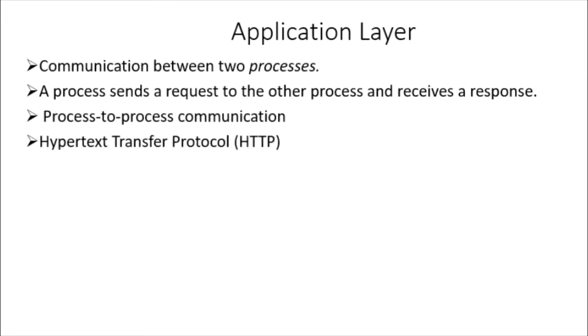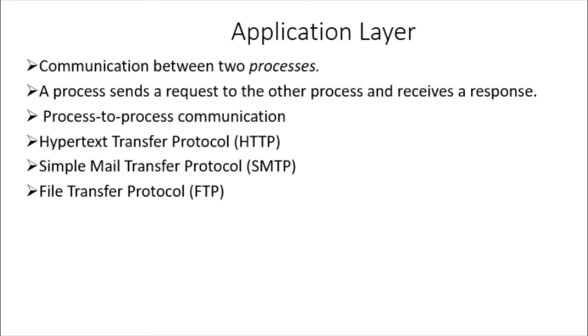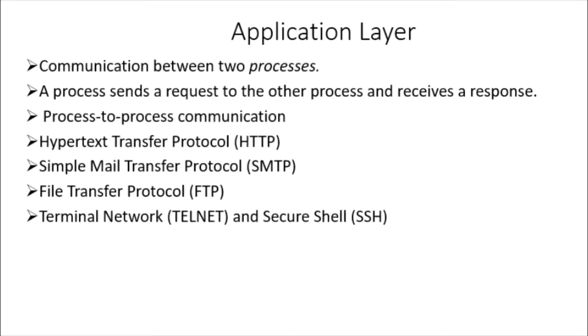Hypertext Transfer Protocol (HTTP) is used for accessing the World Wide Web (www). Simple Mail Transfer Protocol (SMTP) is used for email service. File Transfer Protocol (FTP) is used for transferring files from one host to another. Terminal Network (Telnet) and Secure Shell (SSH) are used for accessing files remotely.